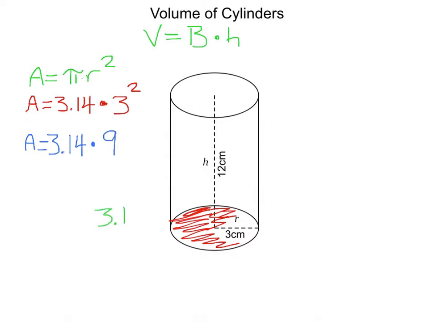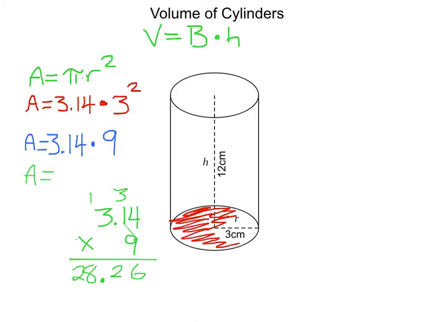I have 3.14 times 9, and 9 times 4 is 36, 9 times 1 is 9, plus the 3 is 12, and 9 times 3 is 27, 27 plus 1 is 28, and I have 2 decimal places in my original number, which means I'm going to have 2 decimal places in my answer. So the area of the base is going to be 28.26 centimeters squared.